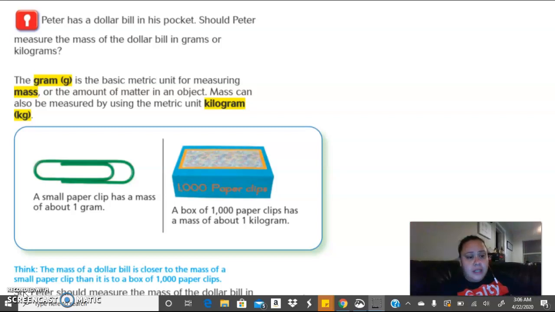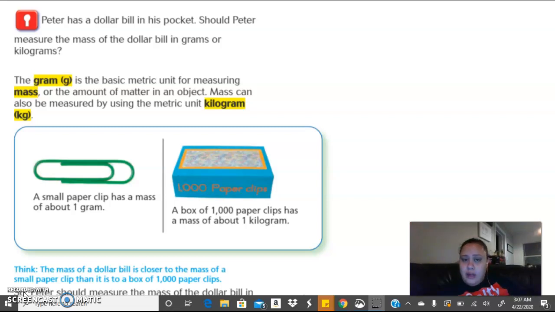So here's the first picture, and what we see here is that a small paper clip has the mass of 1 gram. I don't want you to get comfortable saying weight because it's not the weight, it's the mass. So 1 gram is equal to about 1 paper clip. Now a box of paper clips, which would have about 1,000 in them, would be equal to 1 kilogram.